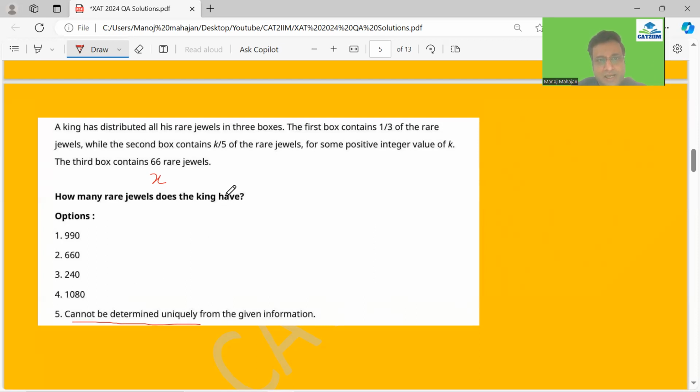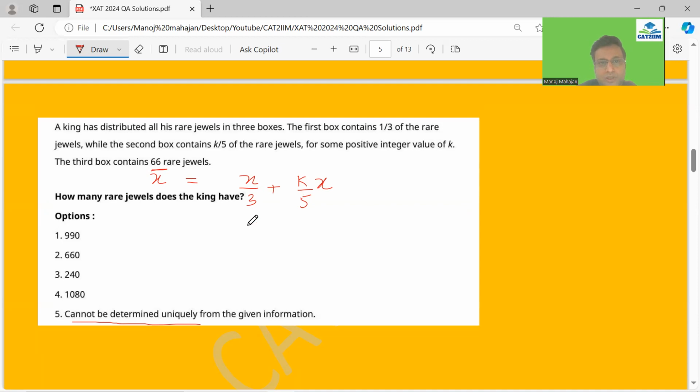So X is there, and this is first kept in one of the boxes. So the first one, 1/3, right? Now the next is what? K by 5 of X, right? Now remember out here that K cannot take a lot of values because already 1/3 of X is gone in the first box. So 2/3 is left out in total. And something we have kept in the third one also.